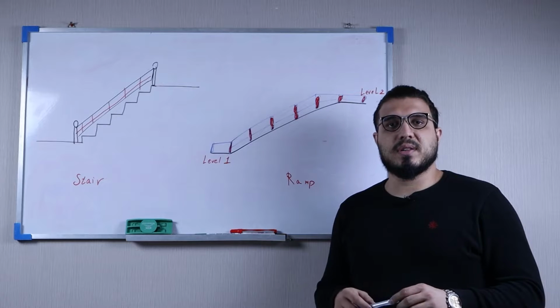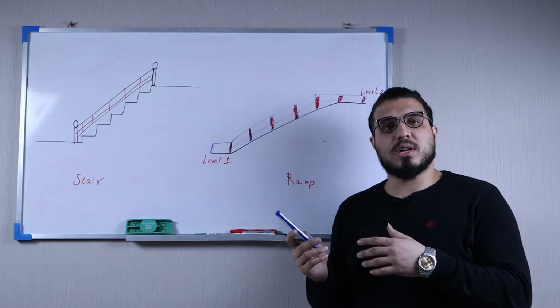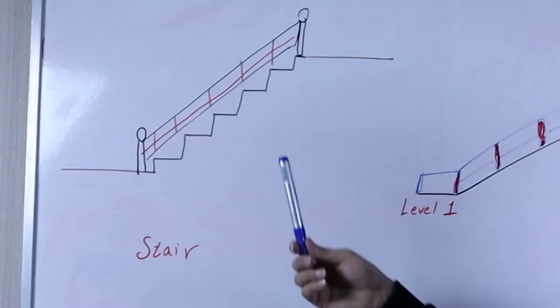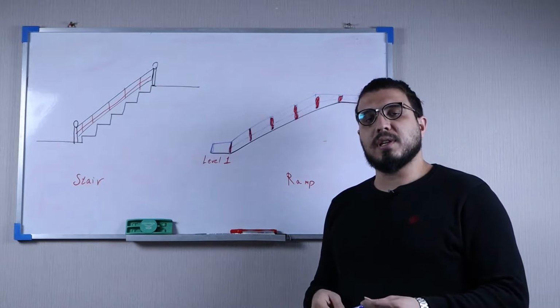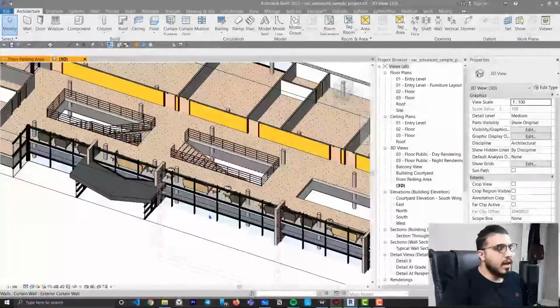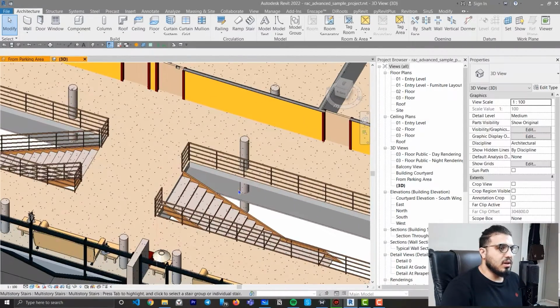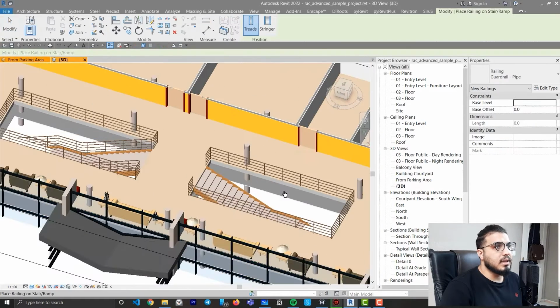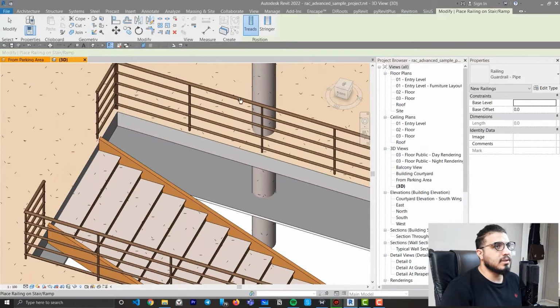So far the rails we created were on flat surfaces, but most of the time they are on stairs or on ramps. For example, we have some rails on stairs, and sometimes we have rails on ramps, and creating those kinds of rails is really different, and you need to know some tips about them too. Now let's create those rails for our stairs. To do that, click on railing and choose place on stair and ramp, and then you have two options: placing the rails on treads, or you can place rails on your string.